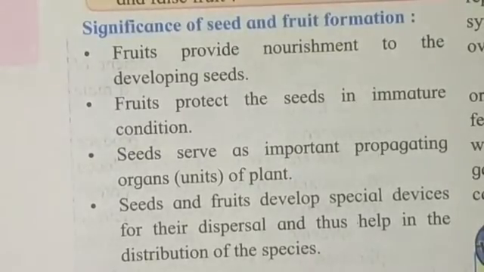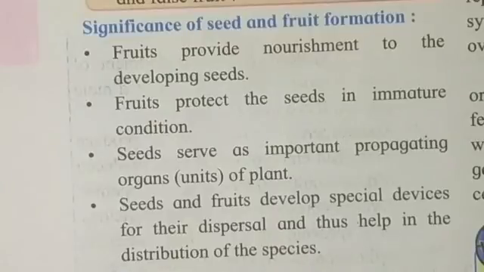So here we have seen how important seeds are. The fruit is important because it protects the seed and gives nourishment to the seed, and that seed helps in forming the new plant. When it gets a favorable condition, it grows into a new plant. So here we have completed the development of the fruit and the seed.